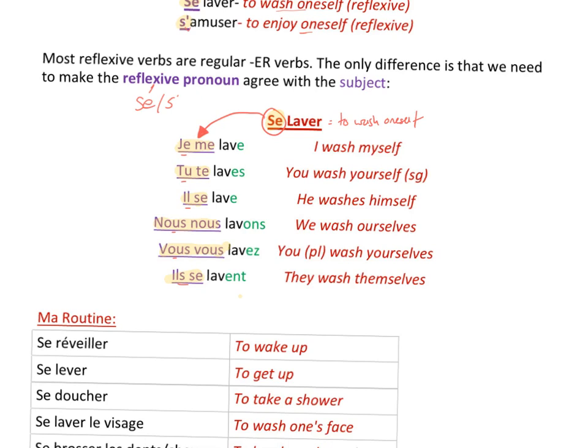And remember, for the last part of the verb, I said that this is very much like what you've been used to since first year. It's an er verb. How do we conjugate er verbs into the present tense? We drop the er and we add e, es, e, ons, ez, ent. So je me, tu te, il se, nous nous, vous vous, il se, and the endings e, es, e, ons, ez, ent.